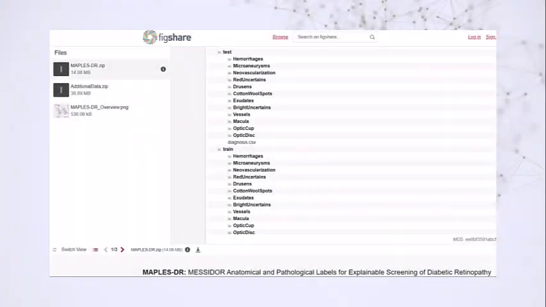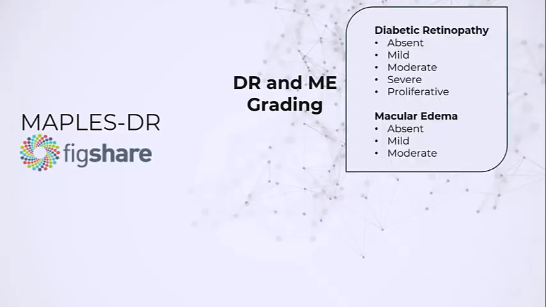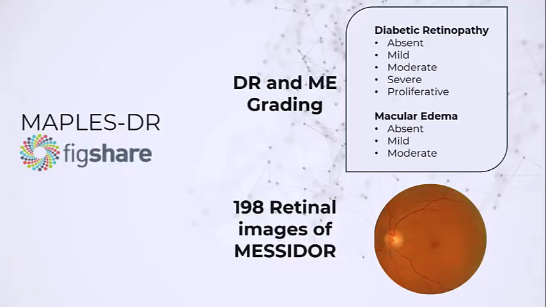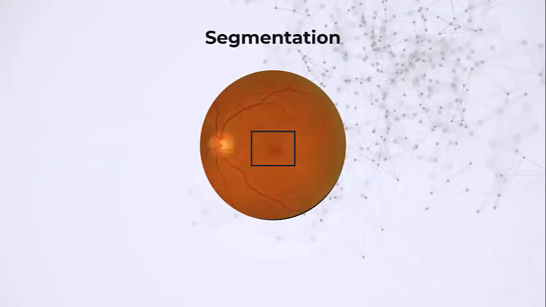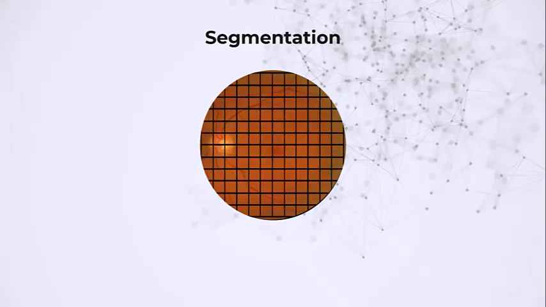The MAPLES-DR is available as a Figshare dataset. It provides diabetic retinopathy and macular edema grading, along with pixel-level segmentation for 198 retinal images of the Messidor public fundus dataset. What is segmentation? Segmentation is dividing an image into meaningful regions and assigning a label to each one. In pixel-level segmentation, a label is assigned to each pixel.